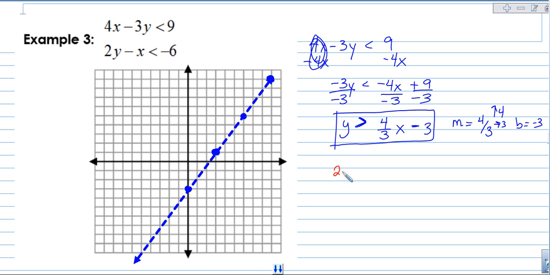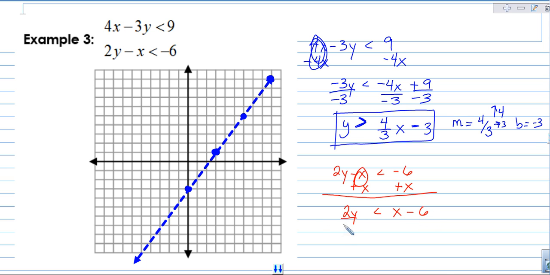I'm going to solve it for y. 2y minus x is less than negative 6. So I'm solving for y, so I need to move my x term to the other side. So I'm going to add x to the other side. And then that's going to give me 0. 2y will come down. It'll still be less than because we didn't divide by a negative. So we got x minus 6.